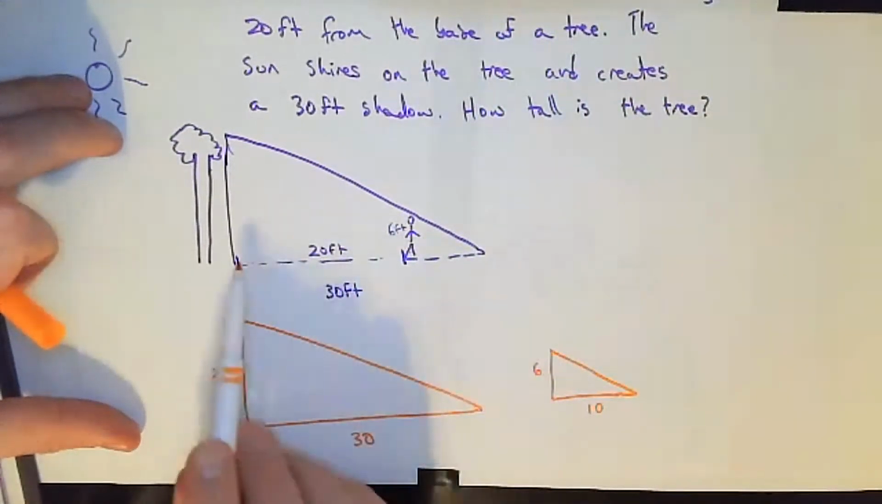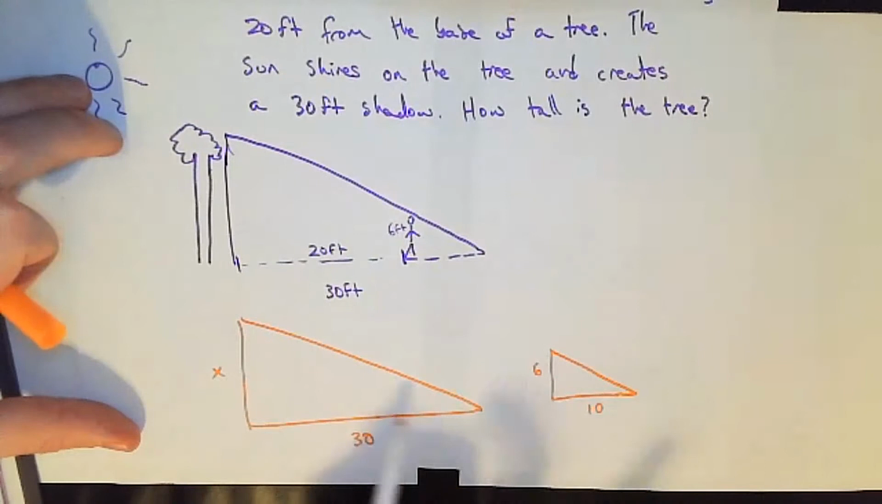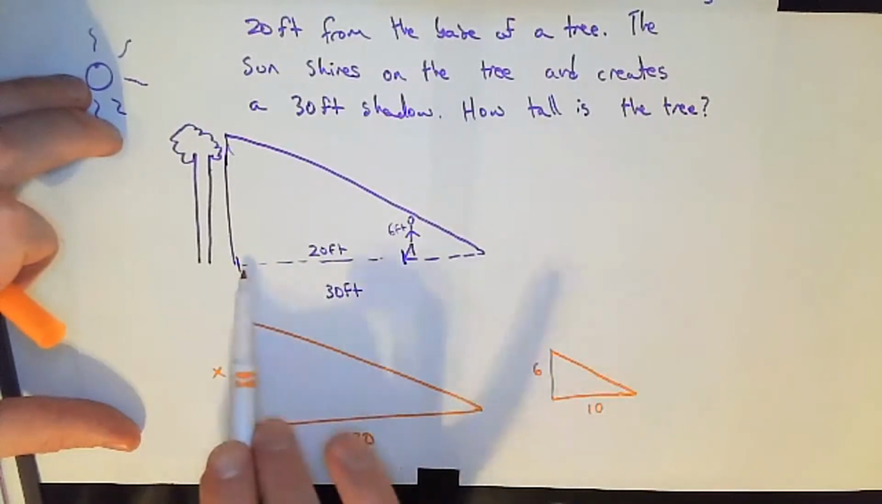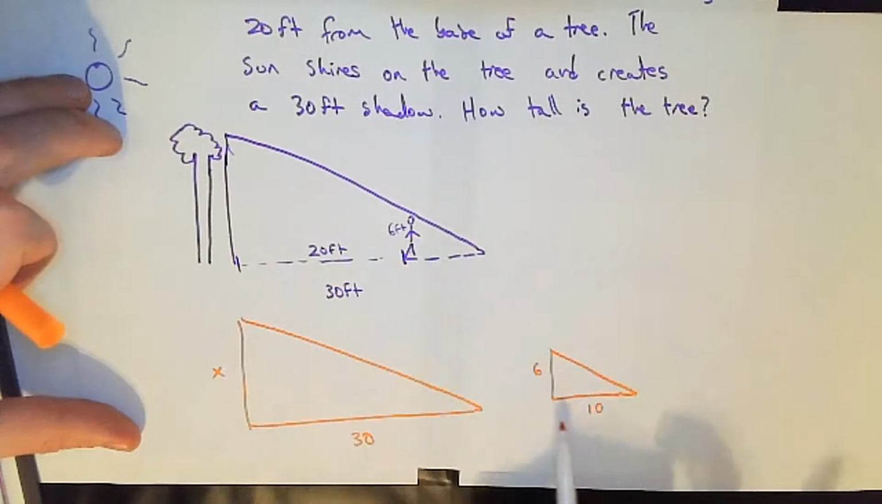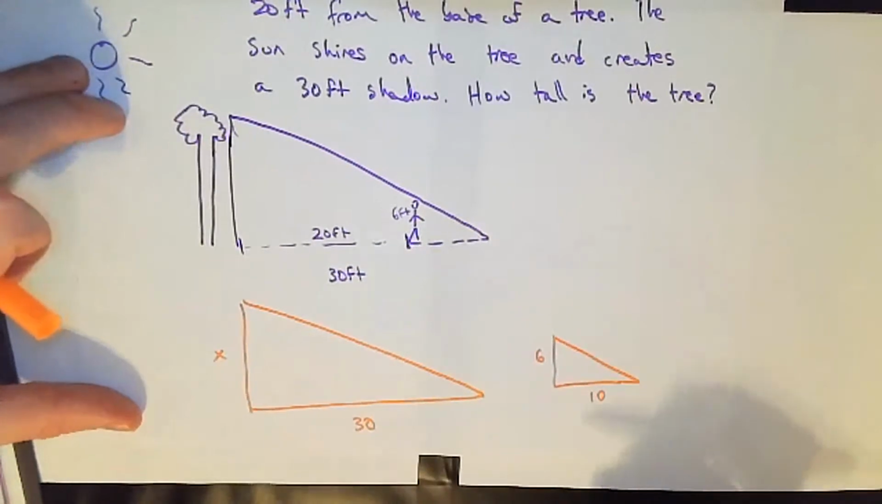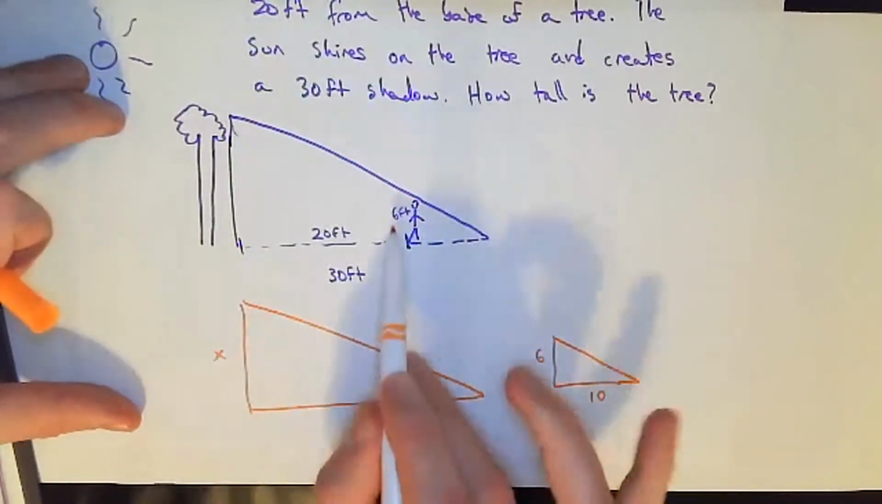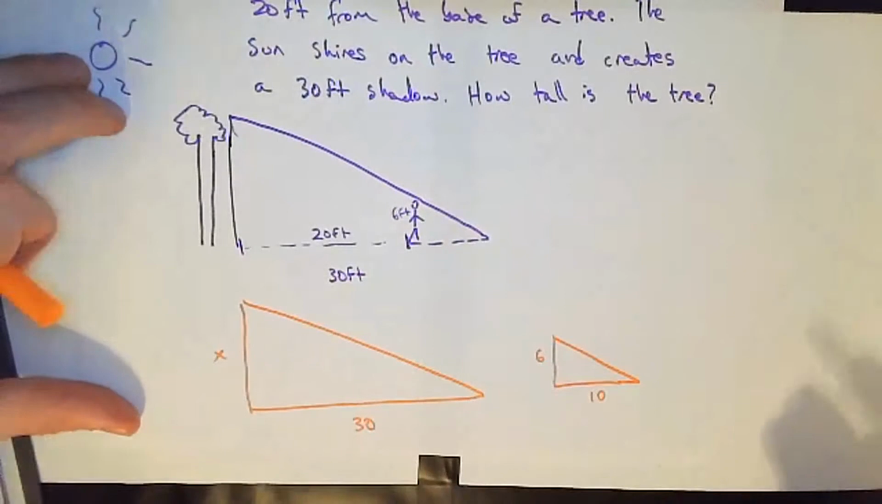So all the way across is 30. This little triangle was built inside of here, right? And this distance from the tree to the guy was 20 feet. So the remaining distance must be 10. So I pulled 2 triangles out of this. There's the bigger one and then the one inside. And they must be similar.